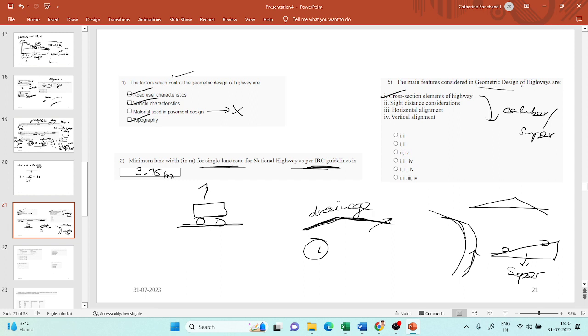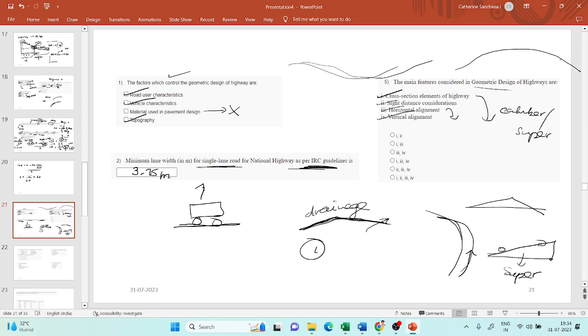That will come in the upcoming sessions. And sight distance comes in week 2; we will see what it is. Horizontal alignment, as I said, is nothing but the radius of the curve, and vertical alignment is maybe a valley curve, or a going-up curve. So these are the features which will be designed in this course. So the answer for this is all the four.